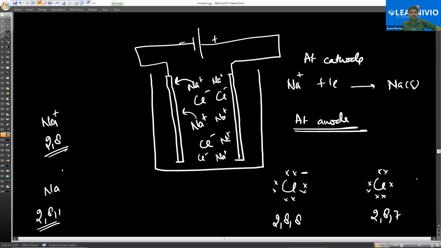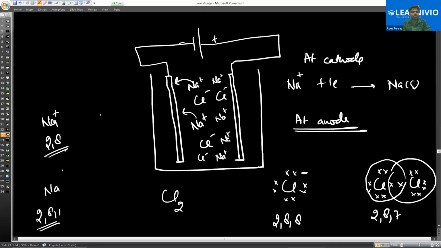So what will it do? It will combine with another chlorine atom and form chlorine gas. The 7 electrons of this, they will form chlorine gas. And this, you will get Cl2. So the two chloride ions will go to the anode. They will lose one electron each and form chlorine gas, Cl2 gas. By losing one electron each, in total the two chloride ions will lose 2 electrons.